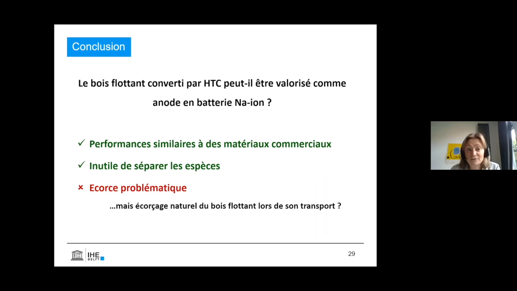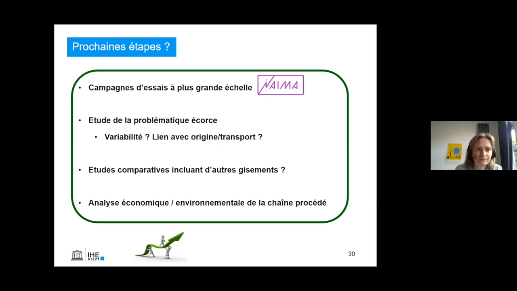The positive point that was identified during the study is that we didn't need to separate the species. I did highlight the problem of the bark, but this is a point to be discussed later on. What we also saw when we collected the wood on site is that a lot of the in-stream wood didn't actually have the bark. So it seemed that the bark was removed naturally during the transport, and that could be a solution.